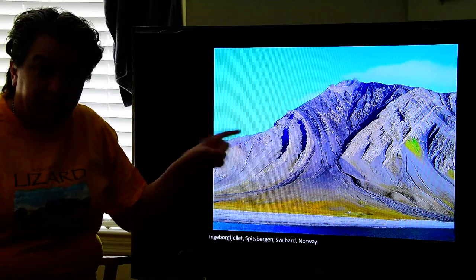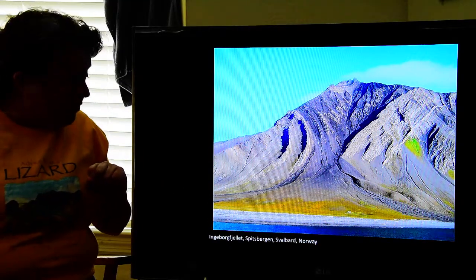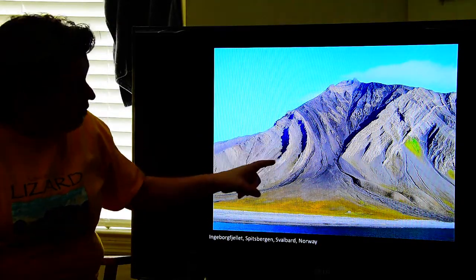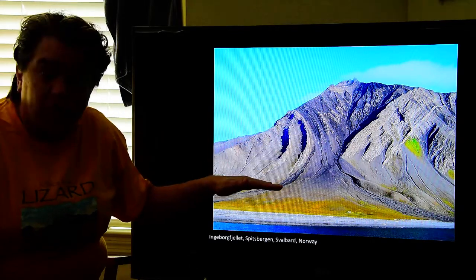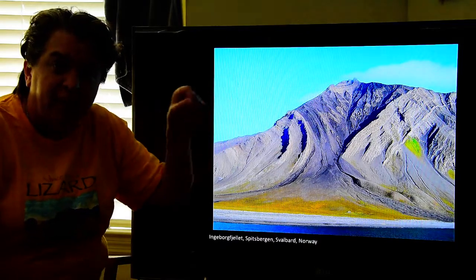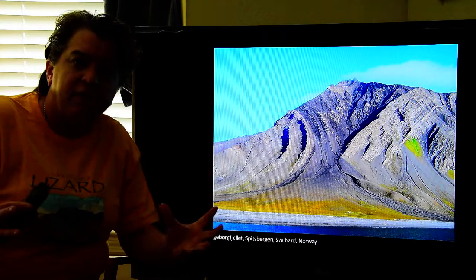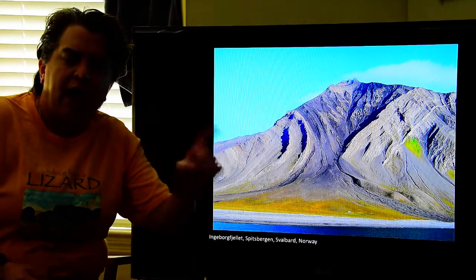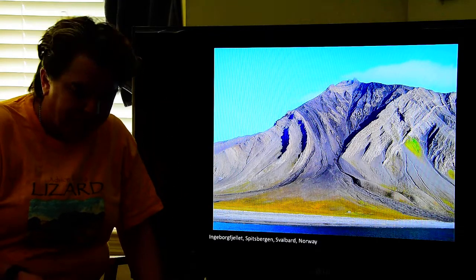If we see something like this, up in Svalbard, these are sedimentary rocks. They are not horizontal. Look at how these things are bent and folded. That tells us some forces acted on those rocks after they were formed.